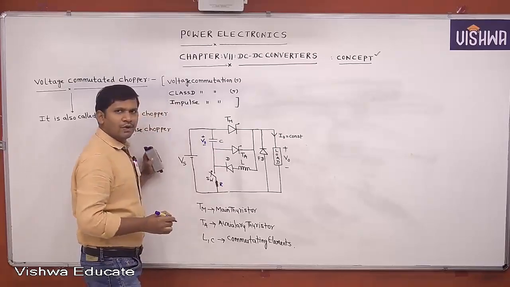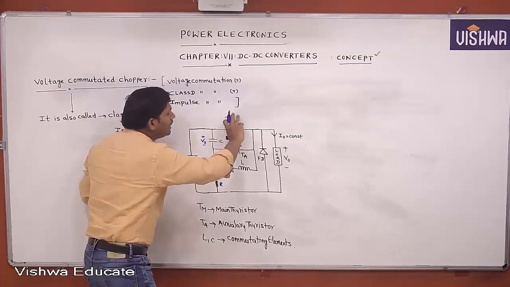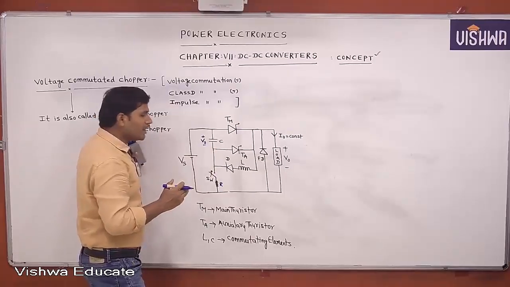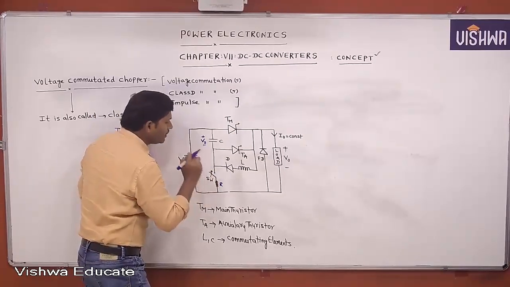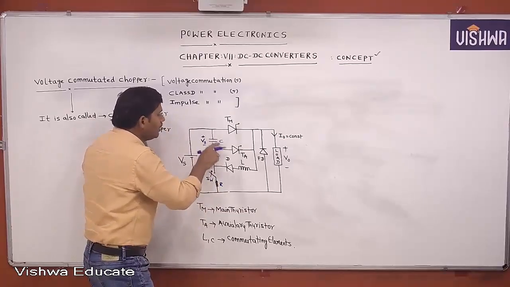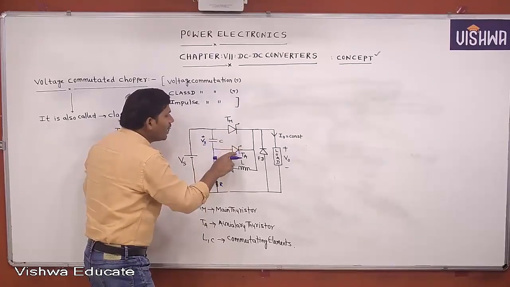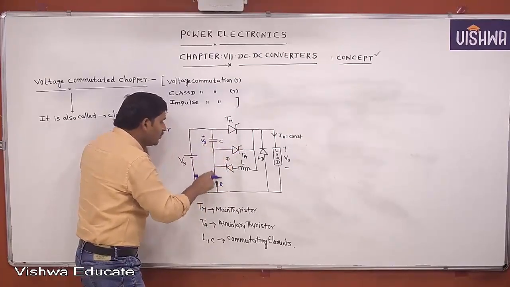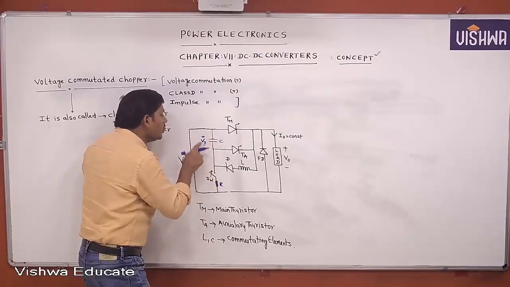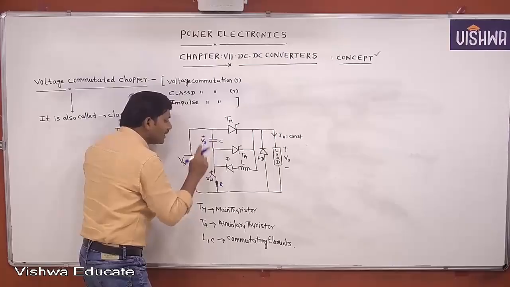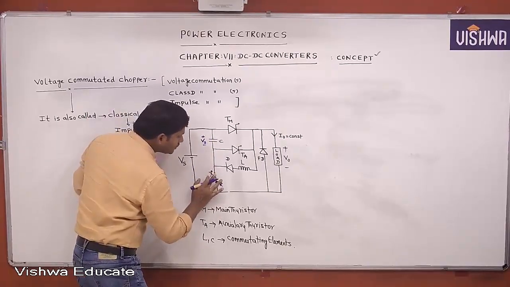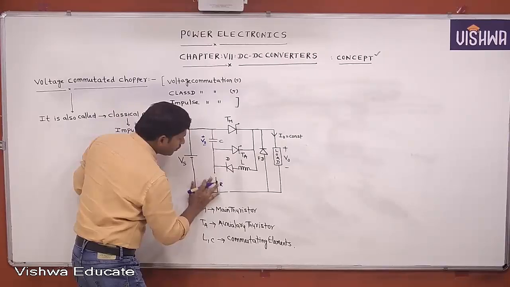Without triggering the main thyristor and auxiliary thyristor, first I will switch on the circuit. Whenever this switch is on, with neither thyristor triggered, current will flow like this because of the supply. Then the capacitor is charged to a maximum voltage of Vs, plus and minus. Then open the switch, then remove the switch.